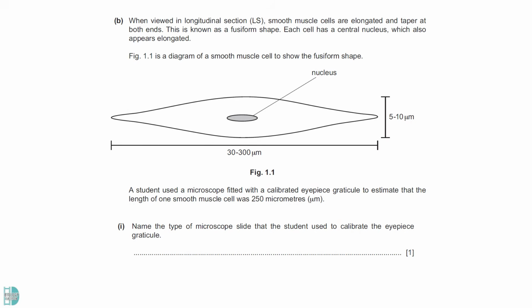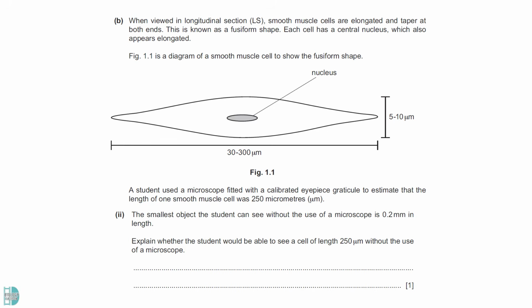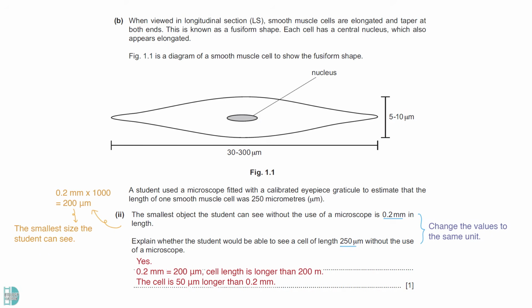Figure 1.1 shows a smooth muscle cell. A stage micrometer is used to calibrate the eyepiece reticule. It is a microscope slide with a precisely marked scale of known length. To know if the student can see the cell, we have to change the values to the same unit. We can convert millimeters to micrometers by multiplying the value by 1000. So, the smallest size the student can see is 200 micrometers. With that said, the cell can be seen as it is larger than the limit.